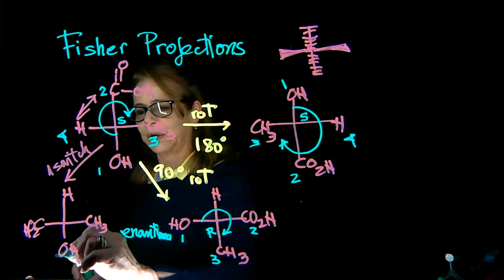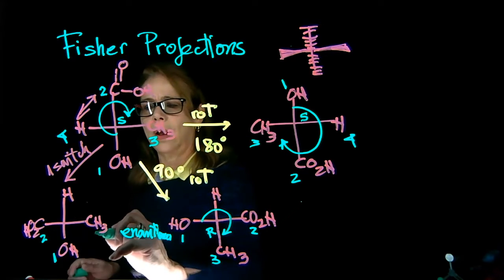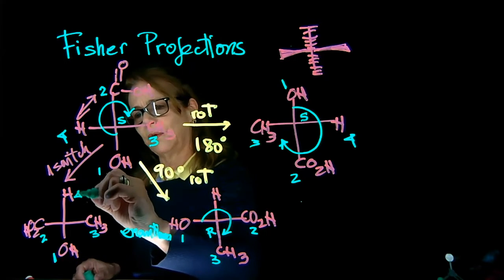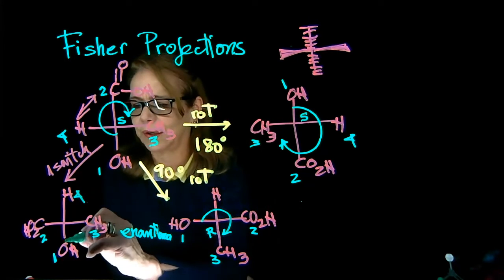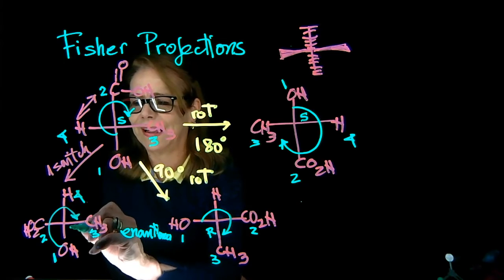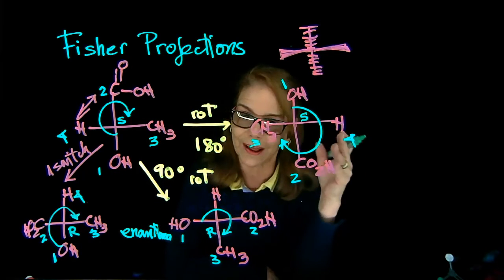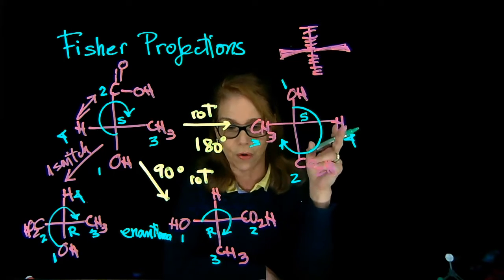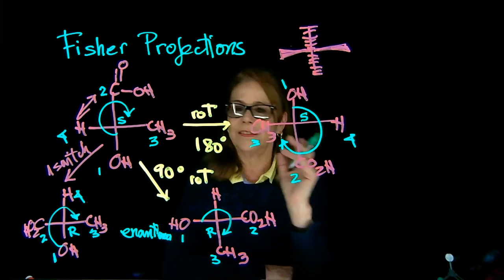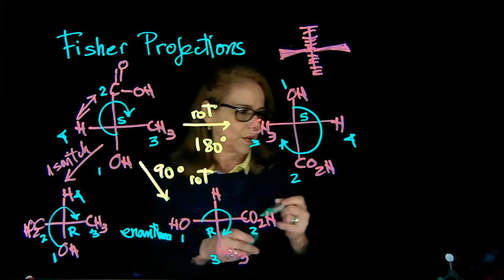So we're going to say priority 1, priority 2, priority 3, and 4. Hydrogen is in the back. So we're going to go 1, 2, 3. That is R. So one switch gave the opposite configuration. We learned that with other drawings before when we did wedge and dash.